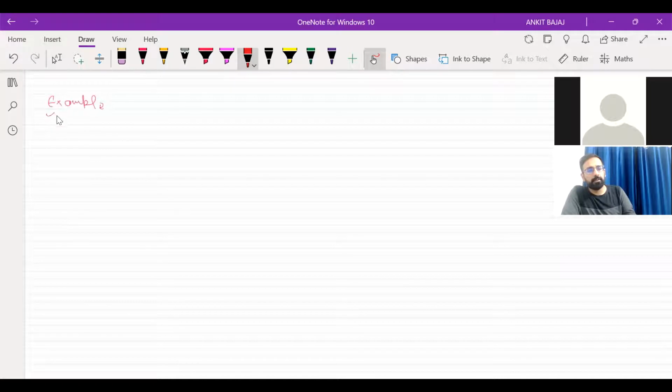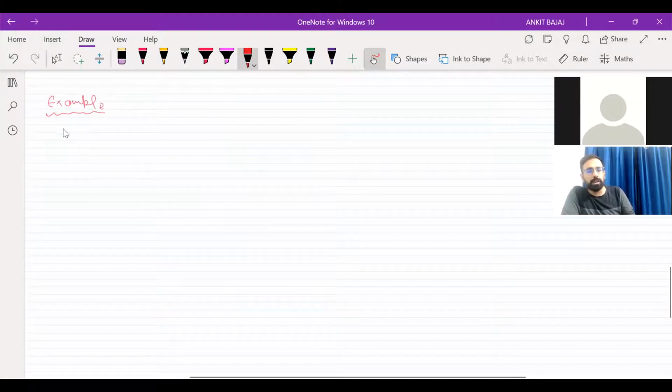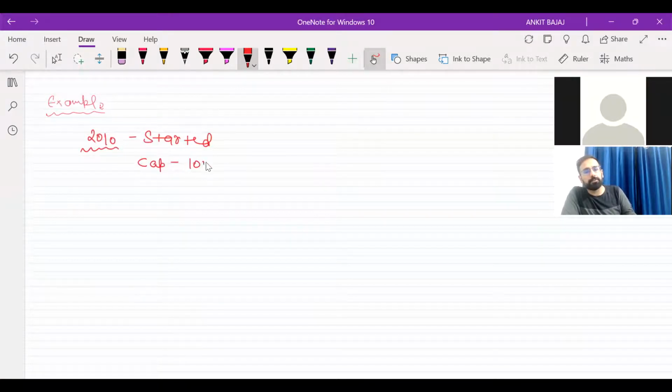Example. Let's suppose in year 2010, you have started a business, a real estate business. And you have invested capital of rupees 100 lakh in your business.